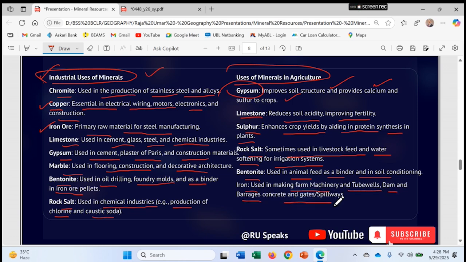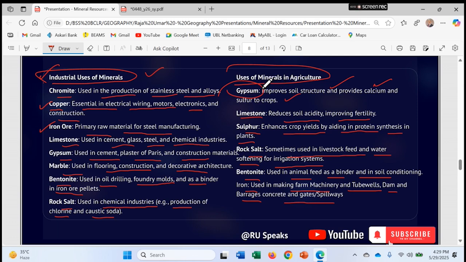Iron used in making farm machinery and tube wells, dams and barrages, concrete and gates and spillways. So iron is used in the lining of canals as well, making those canals concrete. The steel is fixed over there underneath, and then concrete is poured in over that. And then the farm machinery like tractors, threshers, harvesters, and machines of the tube wells, motors, they all are made up of iron. So it means that iron is really very important mineral for Pakistan, which can be used in the development of agriculture as well.